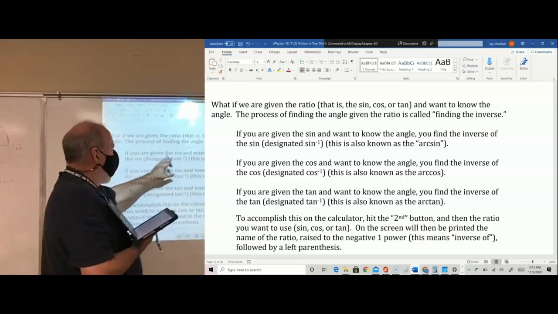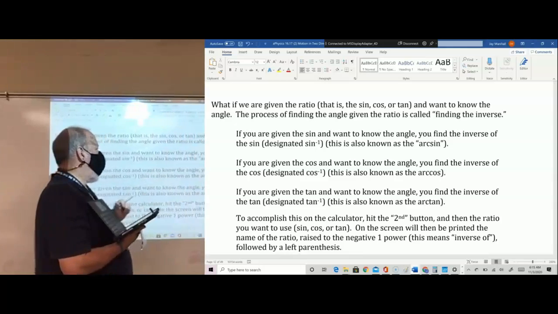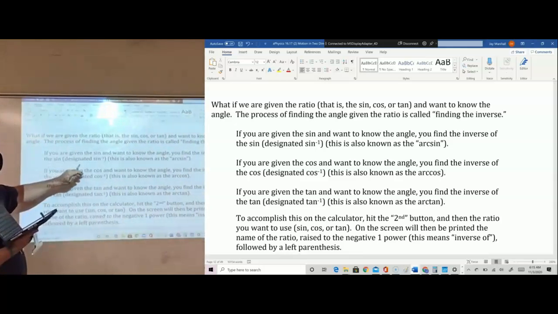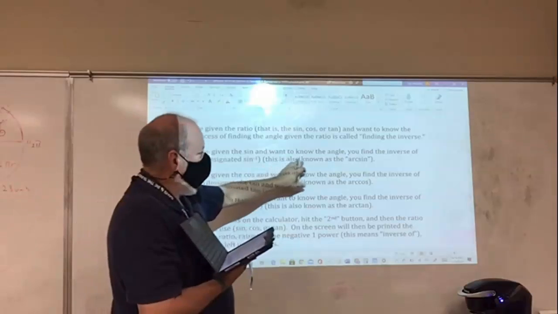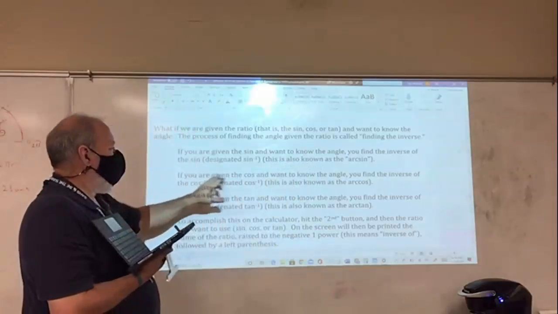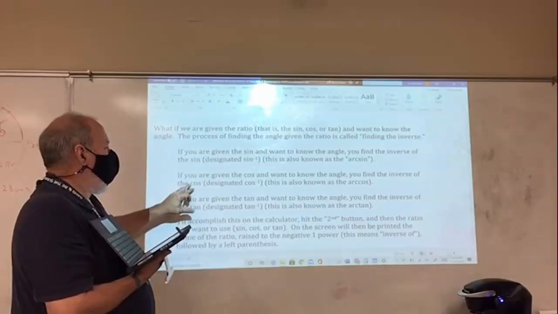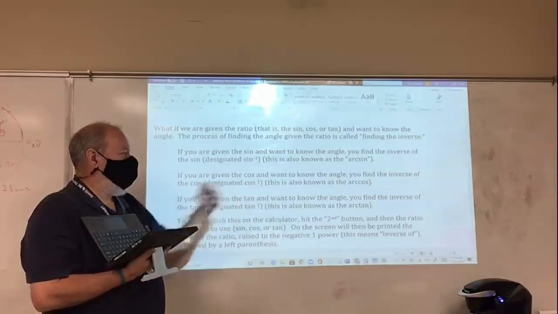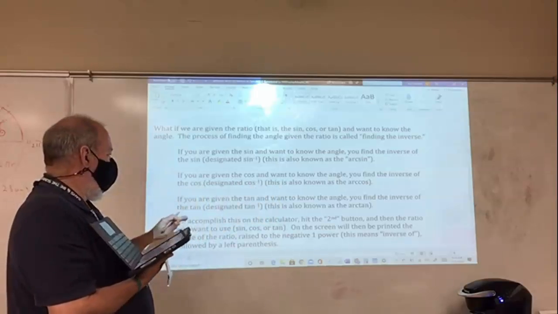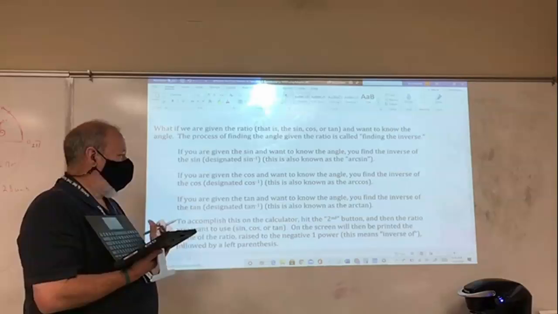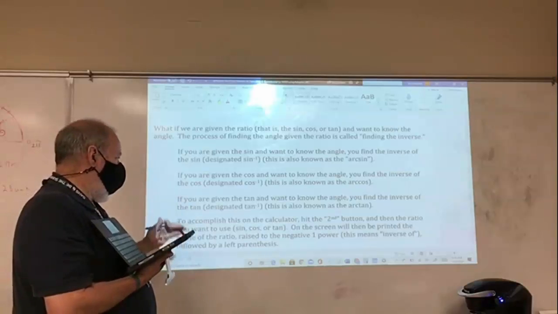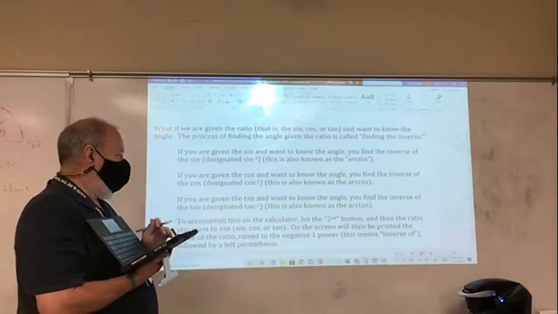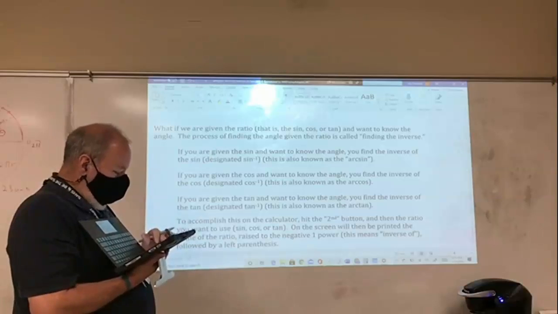So if you're given the sine and want to know what the angle is, you find the inverse of the sine, and we'll see that designated as sine to the -1. That means the inverse of the sine. This is also known as the arcsine. If you're given the cosine and you want to know the angle, you find the inverse of the cosine. That's designated cosine to the -1st. And this is also known as the arc cosine. And if you're given the tangent and want to know the angle, you find the inverse of the tangent, designated tangent to the -1. And this is also known as the arctangent.